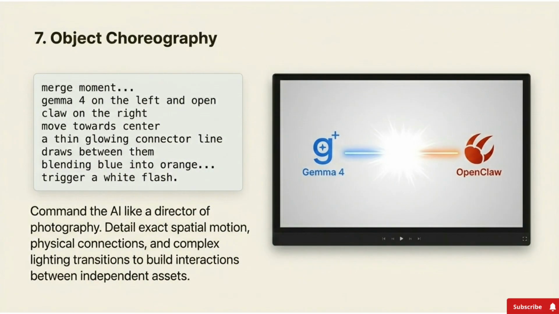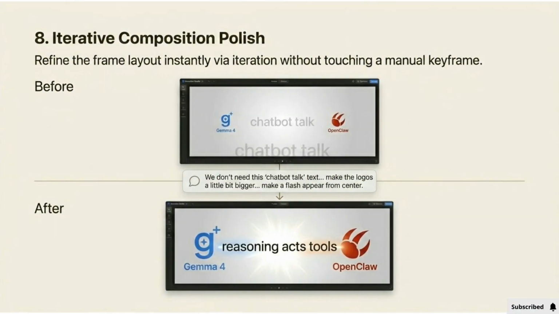Command the AI like a director of photography for object choreography. Detail exact spatial motion, physical connections, and complex lighting transitions to build interactions between independent assets. Refine the frame layout instantly through iterative composition polish without touching a manual keyframe, simply by giving updated prompts.